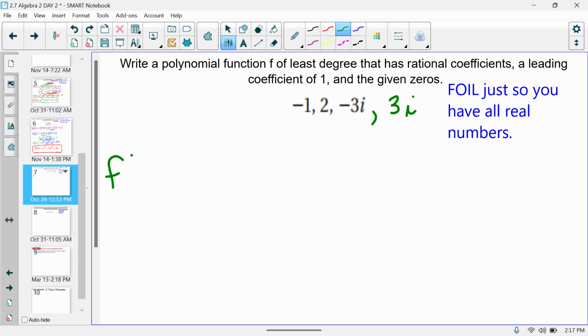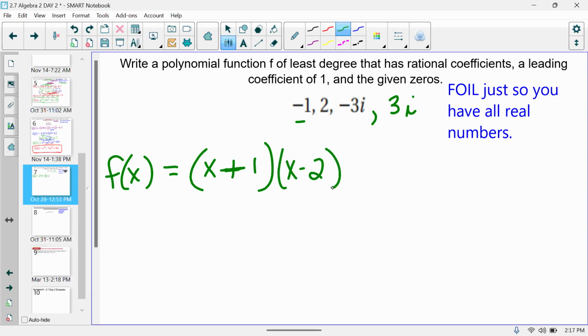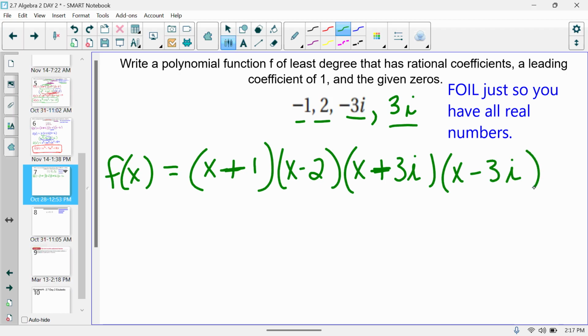So we'll write a polynomial in factored form first. So again, we would write x minus always, but negative 1. So it would end up becoming x plus 1, then x minus 2, then x minus negative 3i, but again, that would become x plus 3i, then x minus 3i. So this will be a degree 4 this time when we're all done because there's 4 solutions.